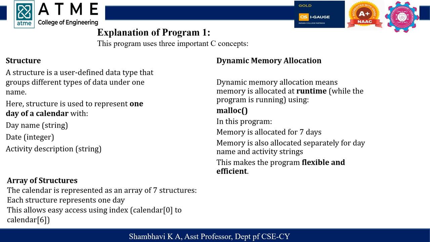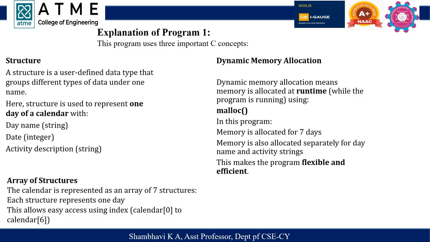The first basic thing is structure. As we all know, a structure is used to store different data types within the same name by using the keyword struct. Here we are going to store all 3 fields, that is day, date and activity, within the same name. The second thing is that we have to create an array, so for that we use an array of structures.